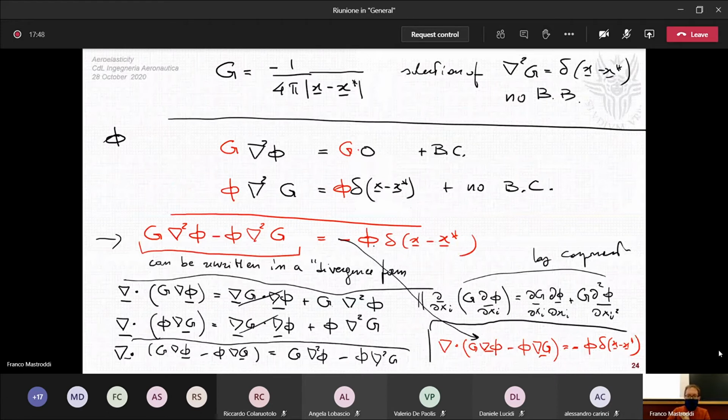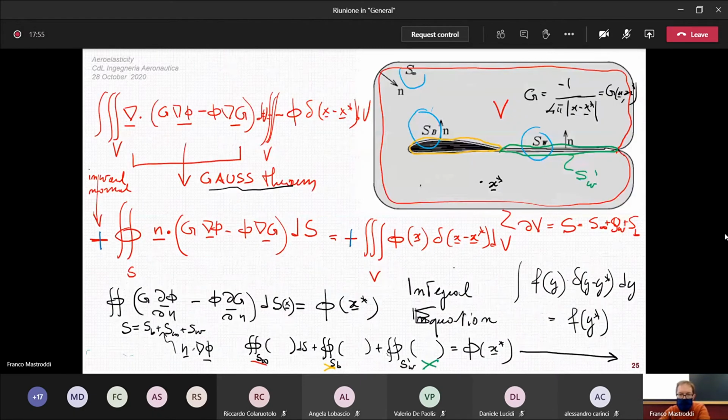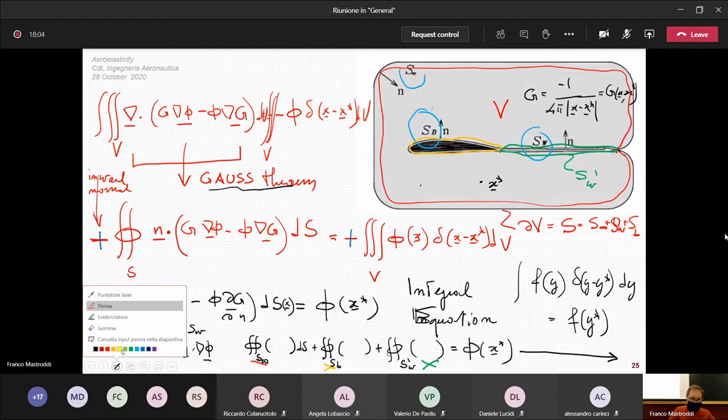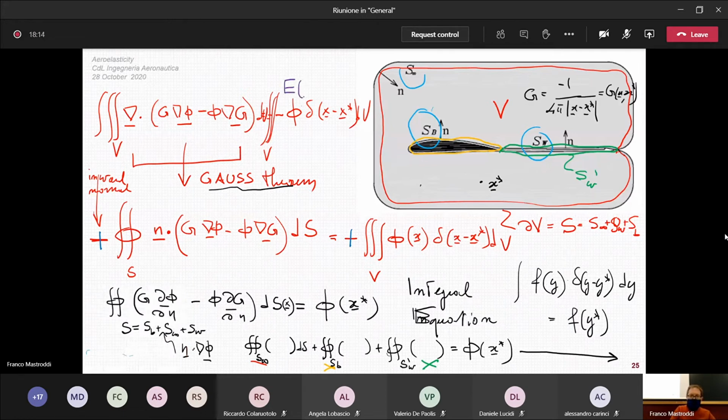before applying the property of the Dirac delta function, I would like to include here a special function, the color violet. And this special function is E of x. It's a scalar function to be put here.